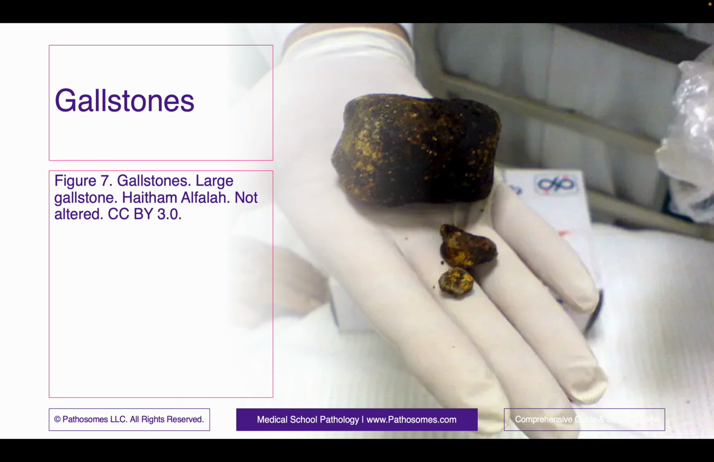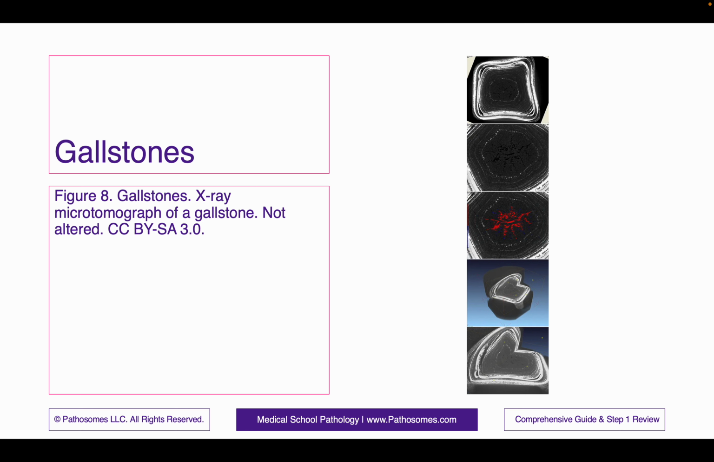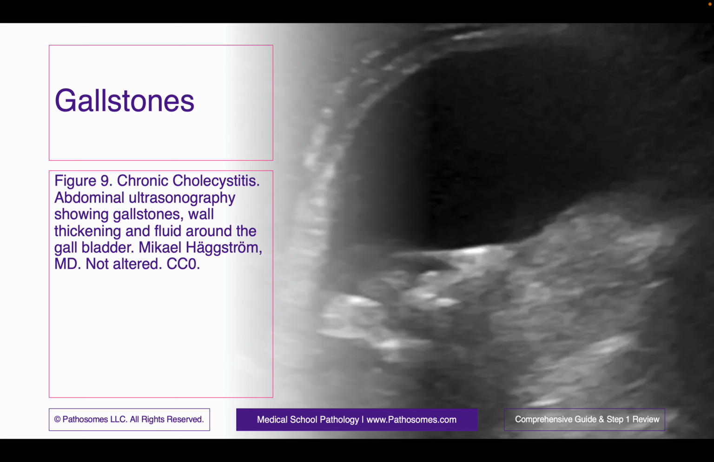Now look at this. This is a large gallstone that was obtained from a patient. Can you believe that was in their gallbladder? And here's some X-ray microtomography of a gallstone. Here's an abdominal ultrasonography showing gallstones for the future radiologists out there. Note the wall thickening and fluid around the gallbladder.